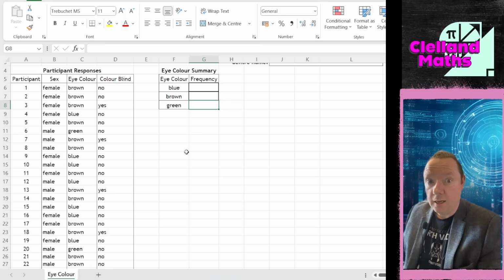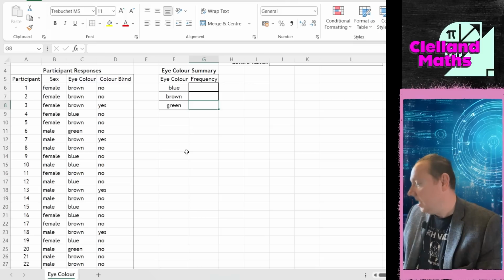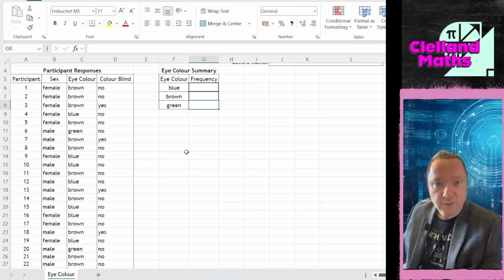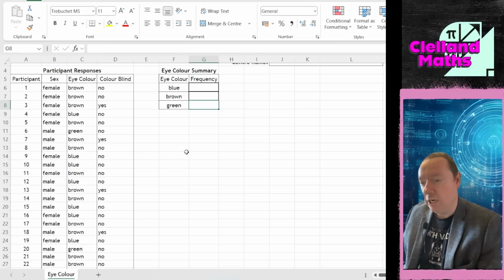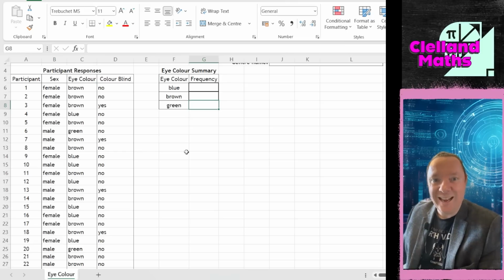Now, I've had a lot of mentions about this question already, and a lot of people say, do we use that COUNTIF thing? And you can. If you know how to do that, you should have hopefully had some training during the course on various Excel functions, basic ones.